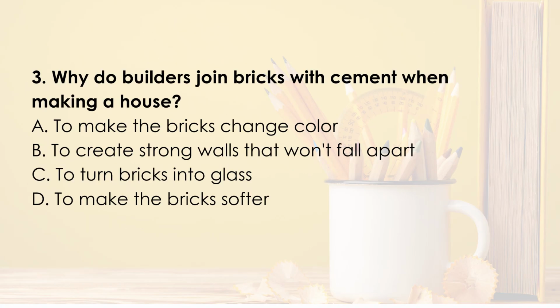Number 3. Why do builders join bricks with cement when making a house? A. To make the bricks change color. B. To create strong walls that won't fall apart. C. To turn bricks into glass. D. To make the bricks softer. The answer is letter B. To create strong walls that won't fall apart.